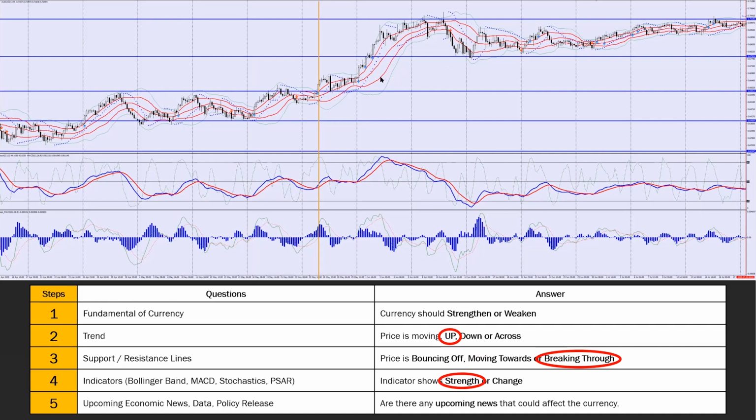Next, we have another trade here. Same thing, moving up. At this point, trend is moving up. Currency should strengthen. Support and resistance is not bouncing off this time. It is breaking through. So that's your resistance level. Your indicator, your Bollinger Band, is outside. Price is slightly outside Bollinger Band. So my question now is, should you be entering this trade?